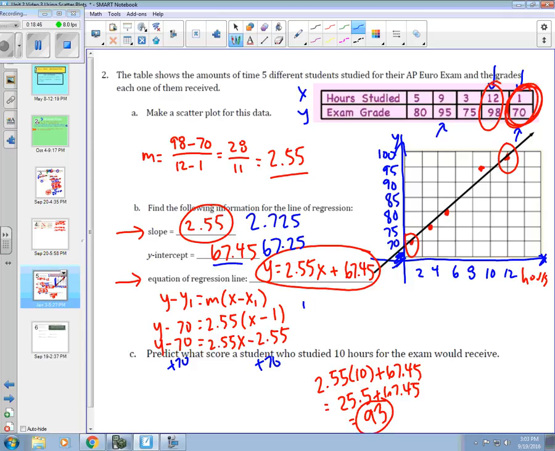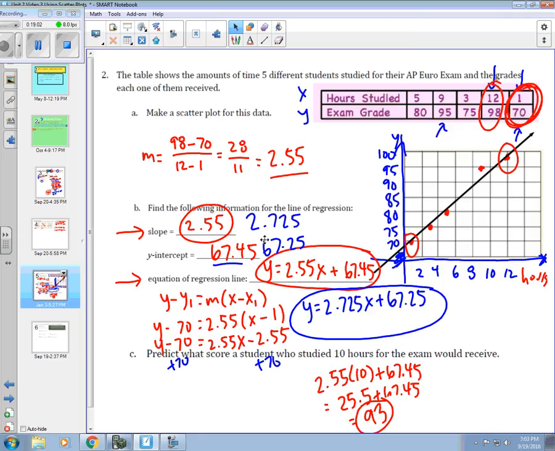So then the calculator's equation would be 2.725x plus 67.25. Is this one okay to use? Absolutely. It's going to give you a slightly different answer, but again, this is an estimation. It's nothing exact. We're estimating what's going to happen in the future by using what's happened in the past.